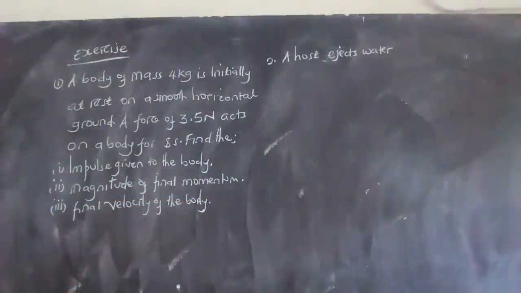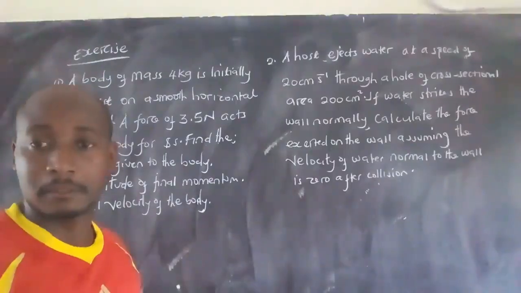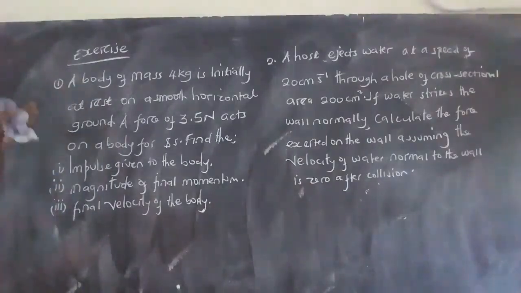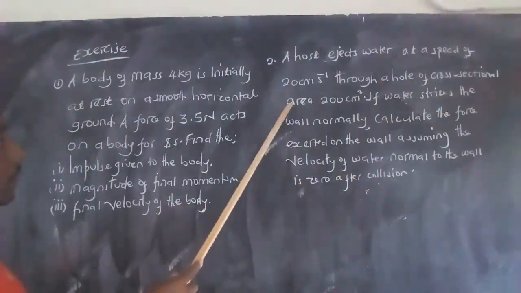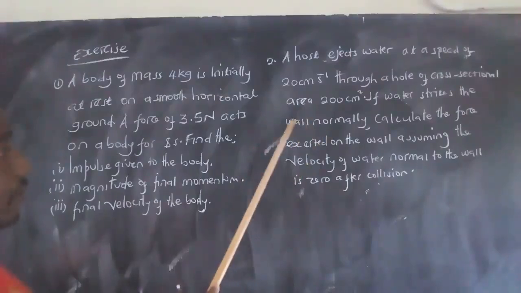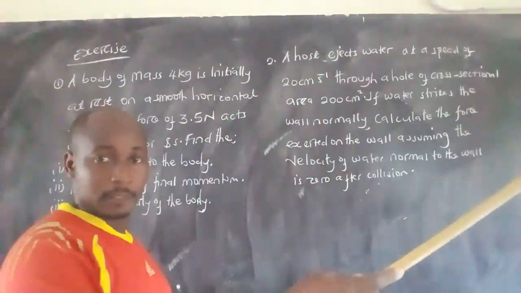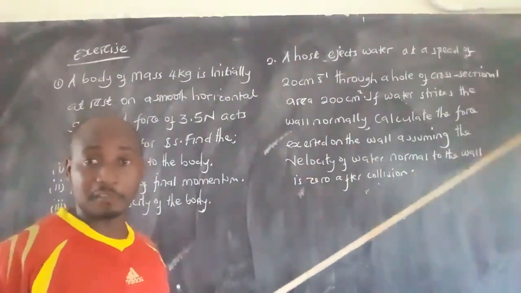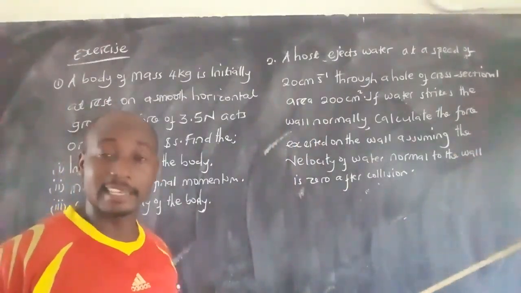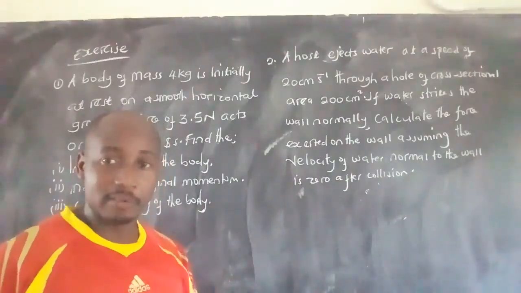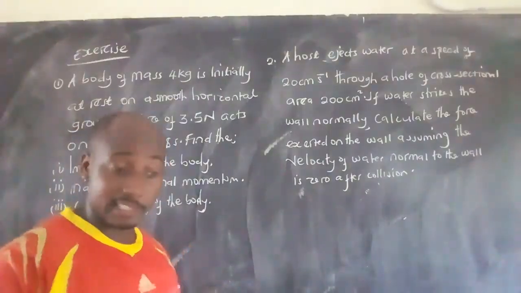So we are having the exercise. Here we have these two numbers that you do as exercise. For this one, they are asking us the force. This is water striking the wall, and supposing the velocity after striking is 0, meaning there is no rebounding, then the final velocity is 0.